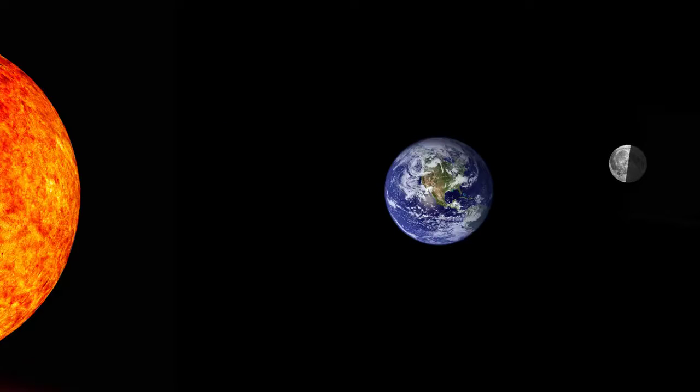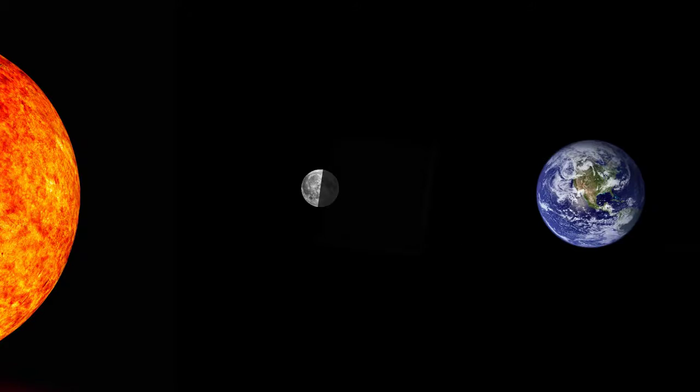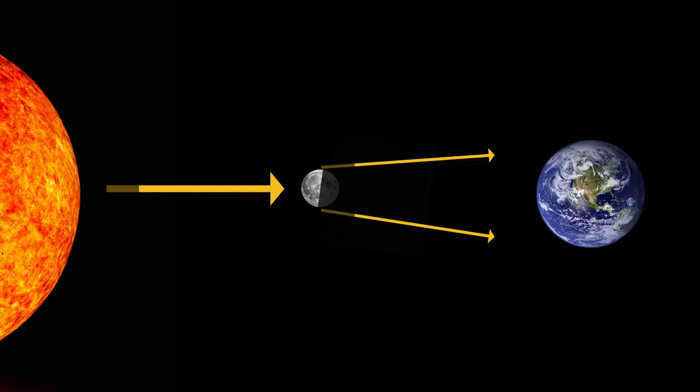When the moon is directly behind the sun, you can see a lunar eclipse, and when it's directly in front of the Earth, you see a solar eclipse.